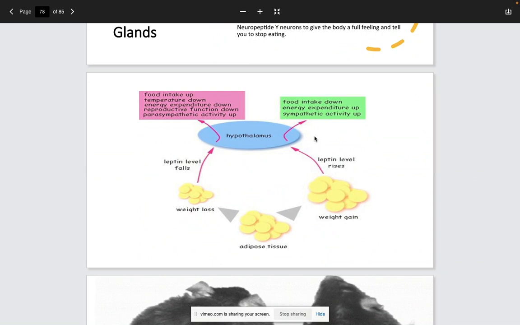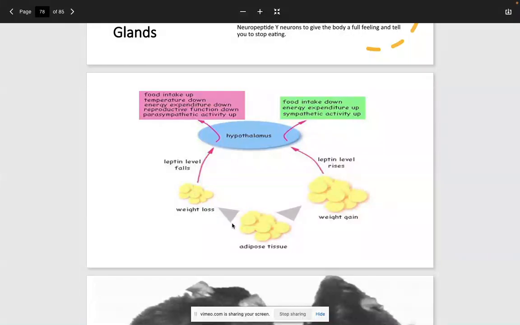This here is just showing you the homeostatic mechanism. The hypothalamus is going to bring food intake down and energy expenditure up, with sympathetic activity up. So adipose tissue, weight gain. Because of the gain of weight, we have more adipocytes. Because of the more adipocytes, the leptin levels rise, which is going to cause us to decrease the amount of food that we take in, which is going to allow our energy expenditure to be up because of this breakdown of fat and cause our sympathetic activity to increase.